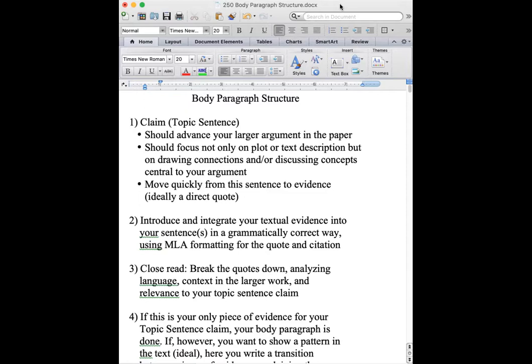So just to give you an idea of what might constitute evidence, one might be a very close quote that you use for close reading. So this would be detailed textual evidence.